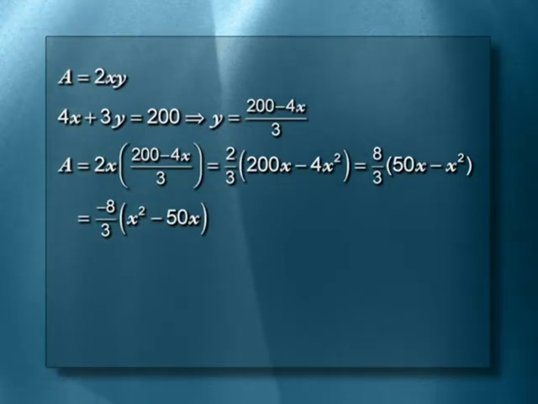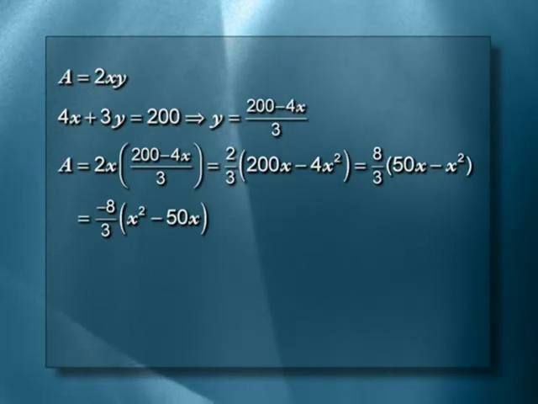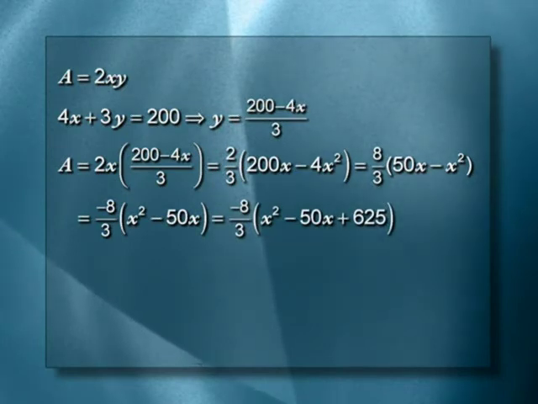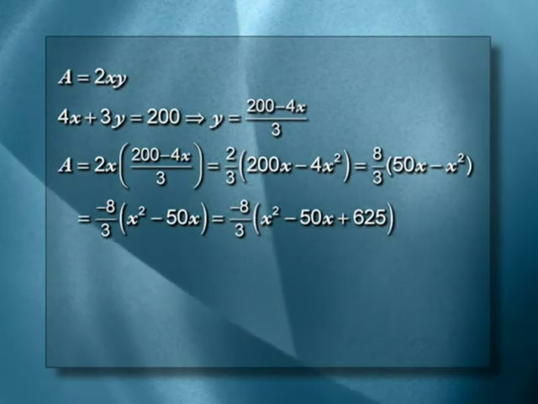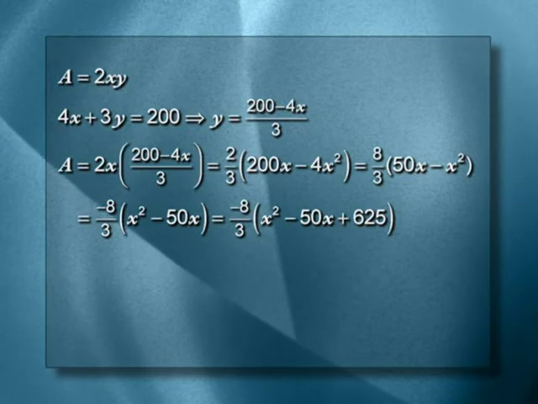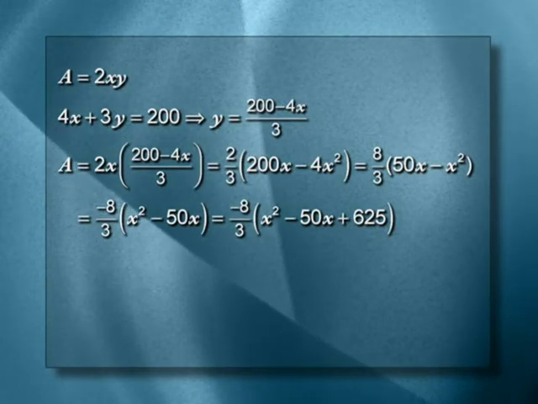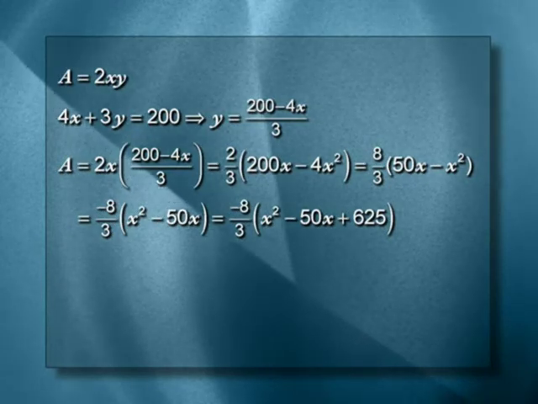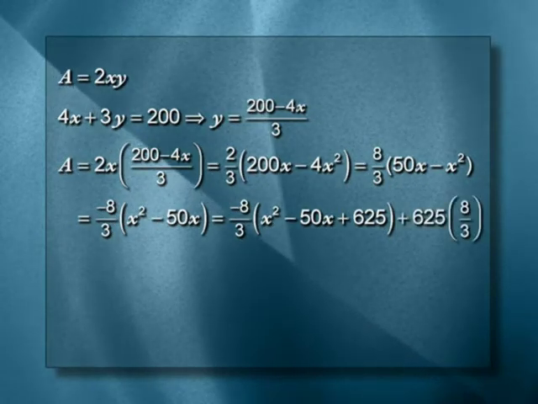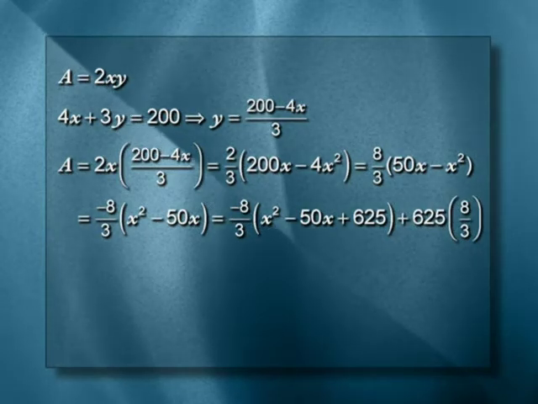What's the rule? The rule is you take the b term, the middle term, minus 50, divide it by 2, and square it. So I'll have to add 625. So now I have minus 8/3 times x squared minus 50x plus 625. Well, now wait. I've changed the problem. I've added 625. Well, I didn't really add 625. I added 625 times minus 8/3, didn't I? So I have to put that back. So at the end, I put in 625 times 8/3, so I don't change the problem.